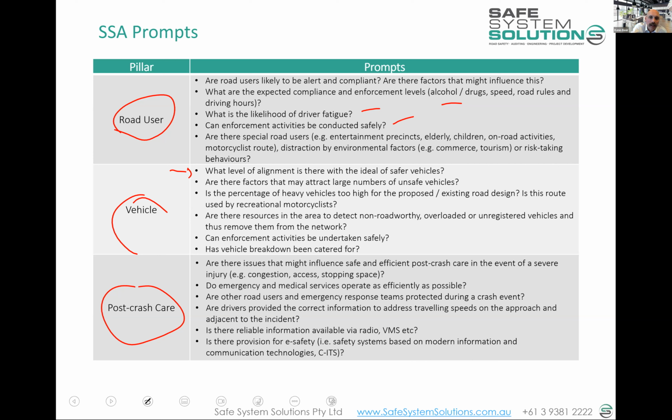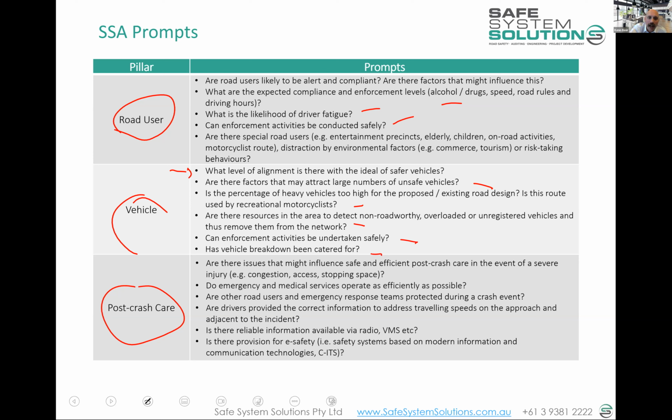Other factors might attract a large number of unsafe vehicles. Is the heavy vehicle percentage too high? And are they recreational motorcyclists? Are there resources to detect non-roadworthy, overloaded, unregistered vehicles and remove them from the network? Can enforcement of these activities be conducted safely? Vehicle inspections and the like. Has vehicle breakdown been catered for?